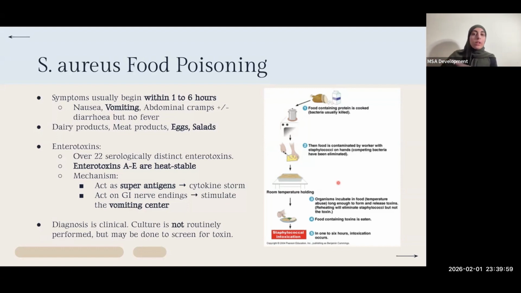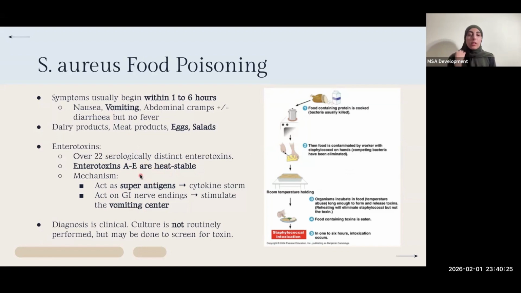If you get this food after leaving it outside in this temperature for a while and you heat it again, you will kill the bacteria that grew in the past couple hours. You will kill the bacteria, but all of the toxins that the bacteria produced in the food will not be destroyed by the heat when you reheat the food, okay? The toxins will stay because these enterotoxins A to E are heat stable, okay?